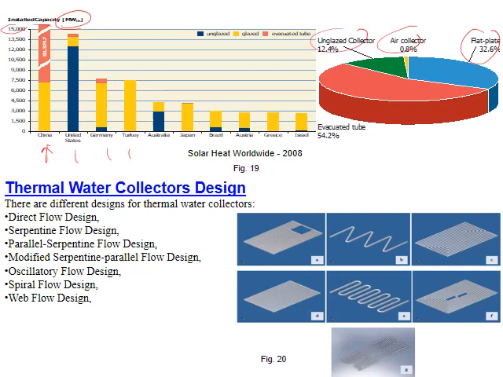Collector or any glass, and these evacuated, you can see the evacuated is around 55%. Now collectors are different. The collector behind the panel itself, behind the sheet, the solar thermal, we may have direct type, serpentine, parallel serpentine, modified serpentine, oscillatory, spiral. As you can see here, these are the different types, different designs. And still until today there are many new designs.